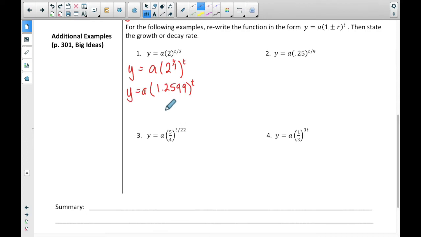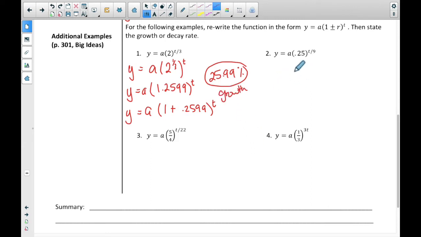Okay, on your calculator, did you get 1.2599? Well, what percent is that? Is that growth or decay? Hopefully we can see that that one is growth, and that means we're going to make that a 1 plus r problem. And so our rate is 25.99%. We just have to move our decimal over 2 places.